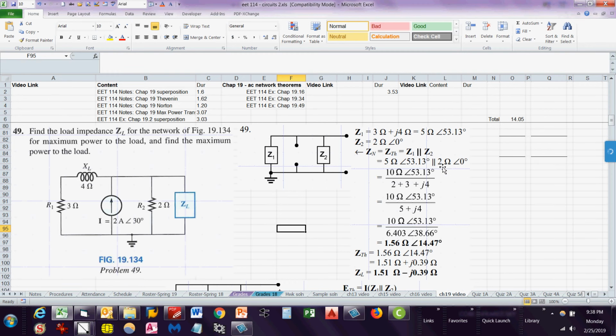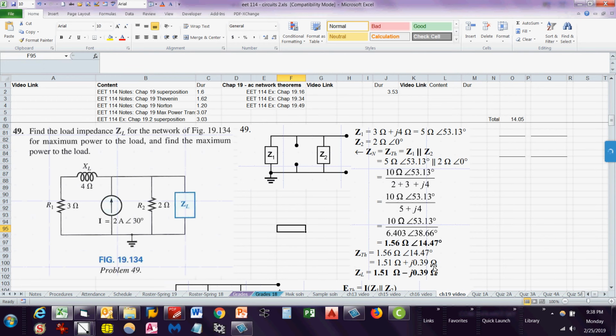You guys all know how to figure that out. It's this times this all over this plus this. So when you do the math here, you get 1.56 angle 14.47. That's equal to Z Thevenin. And then they convert it back to rectangular.